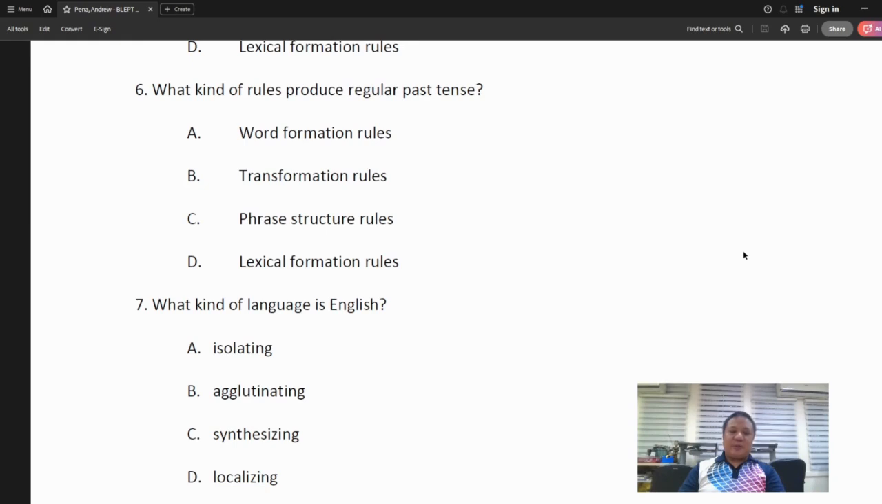6. What kind of rules produce regular past tense? A. Word formation rules. B. Transformation rules. C. Phrase structure rules. D. Lexical formation rules. The answer is A. Word formation rules. These are the ones that indicate what to do to a word in order to produce something. So in the case of a verb, when you add -ed, it becomes past tense. In the case of regular verbs.